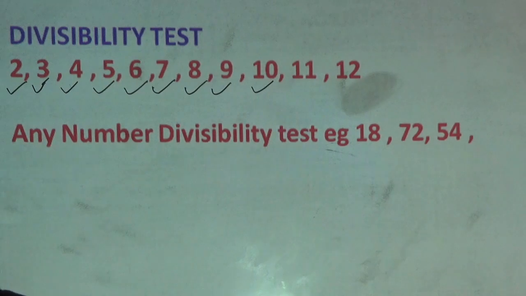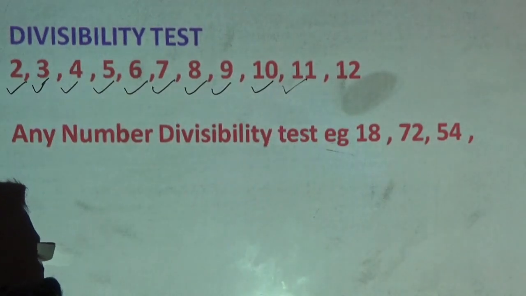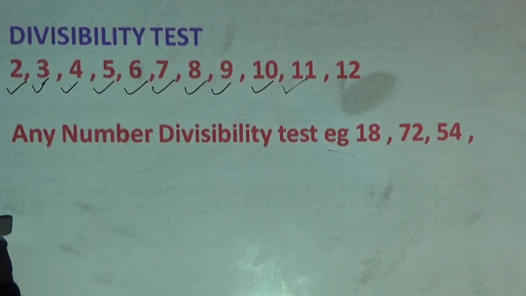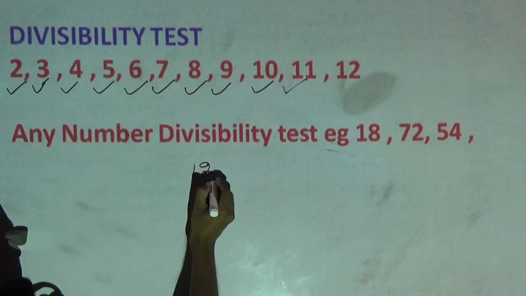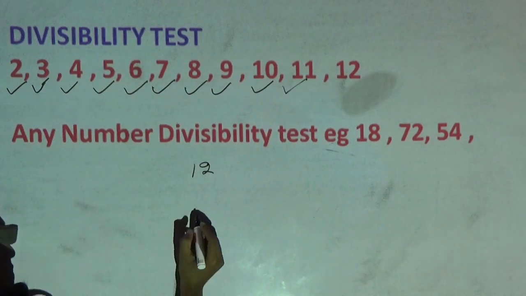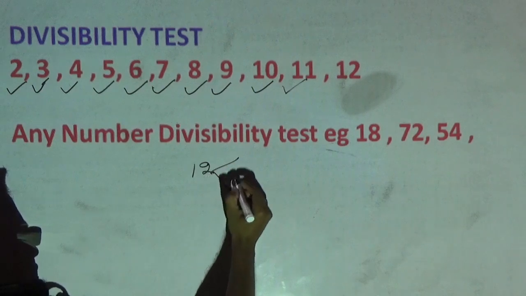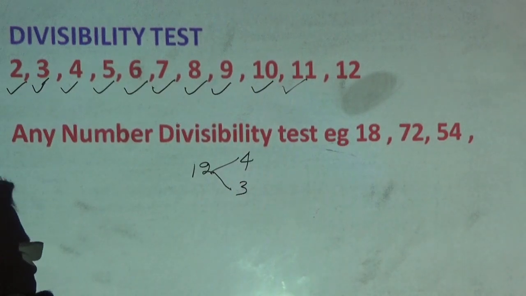So you came to know how to check a number is divisible by 11. So now I will explain you how to check a number is divisible by 12. In order to check a number is divisible by 12, you have to check with 4 and 3.